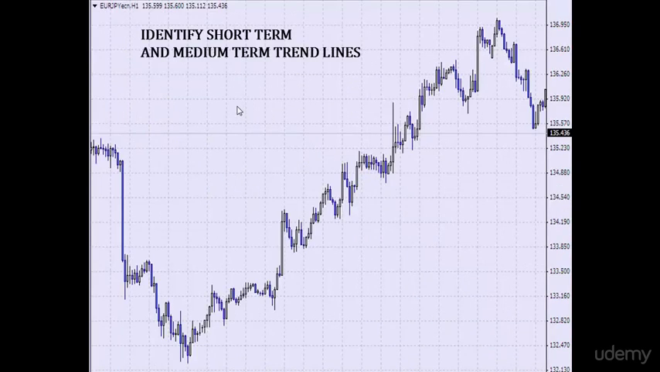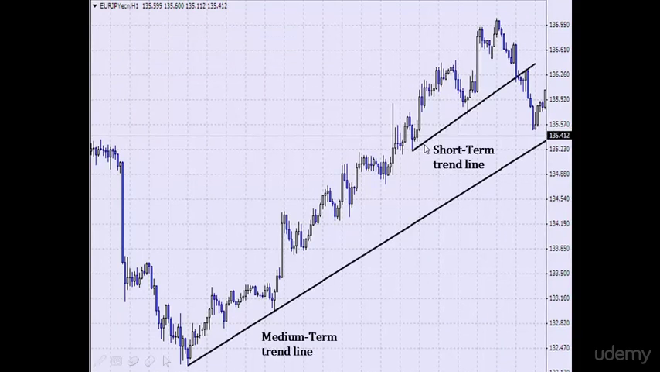Now pause this video for a second and see if you can identify the short-term trend line and the medium-term trend line. We see the most recent ABCD pattern, A, B, C, D. So we connect the A's and the C's, and we have the medium-term trend line.